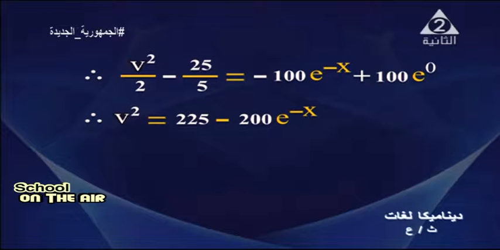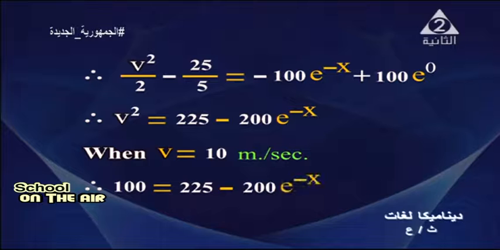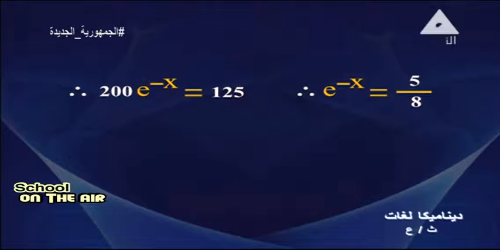What is the value of x when the velocity v equals 10 meter per second? Then, when v equals 10 meter per second, v power 2, 10 power 2, which equals 100, equals 225 minus 200 e power negative x. Then 200 e power negative x equals 125. Then e power negative x equals 5 over 8, or e power x equals 8 over 5.